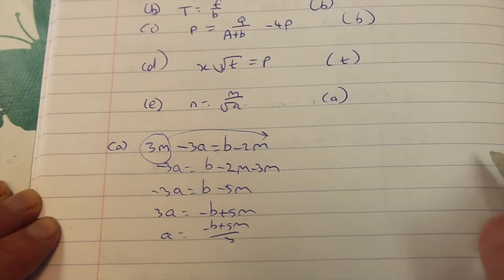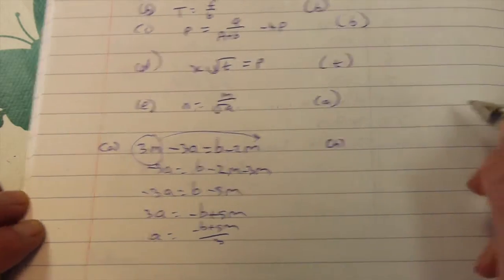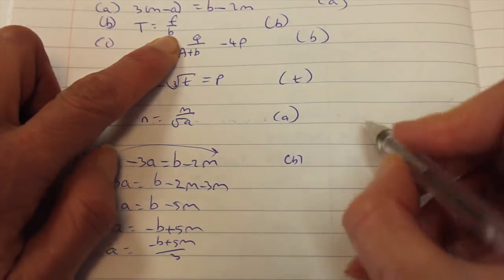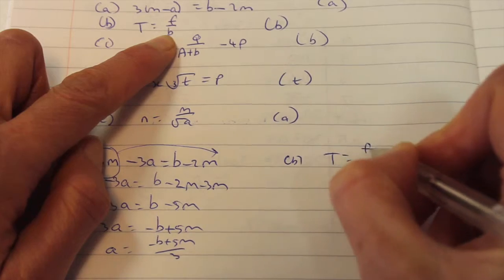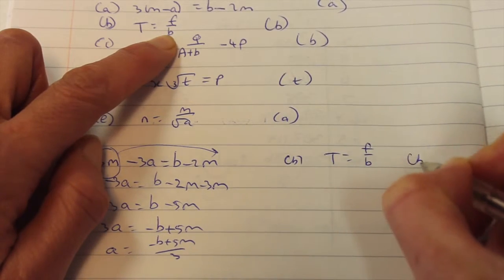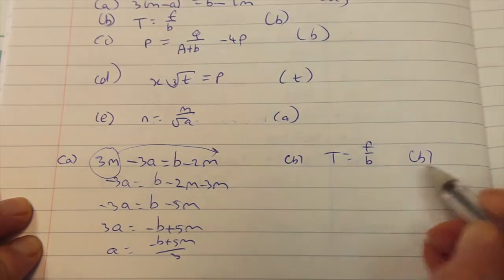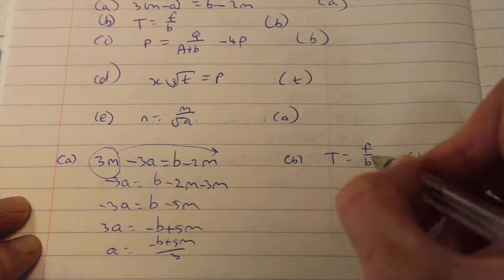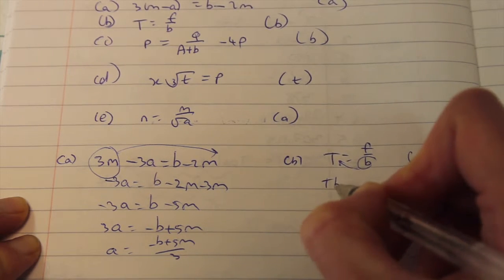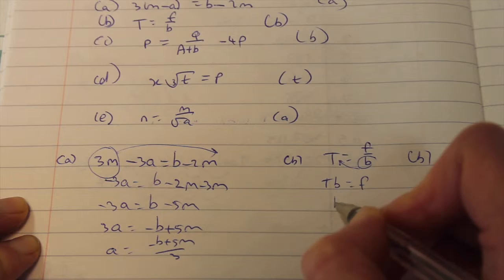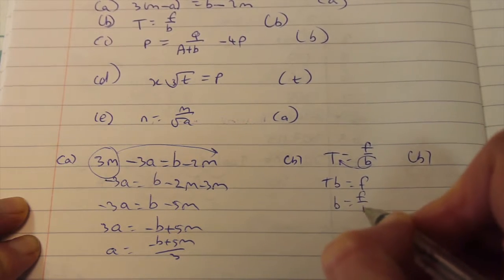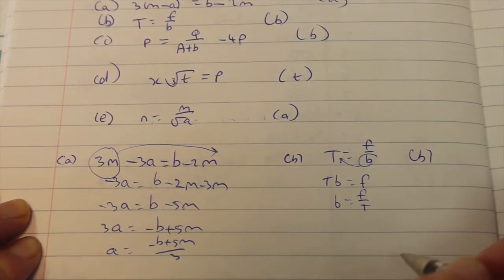Part B, I have got t equals f over b, and I want the b to be on its own. Now that causes a problem because the b's in the bottom. You must bring it up to the other side, so it's tb equals f. Now you can rearrange it easily, f over t.